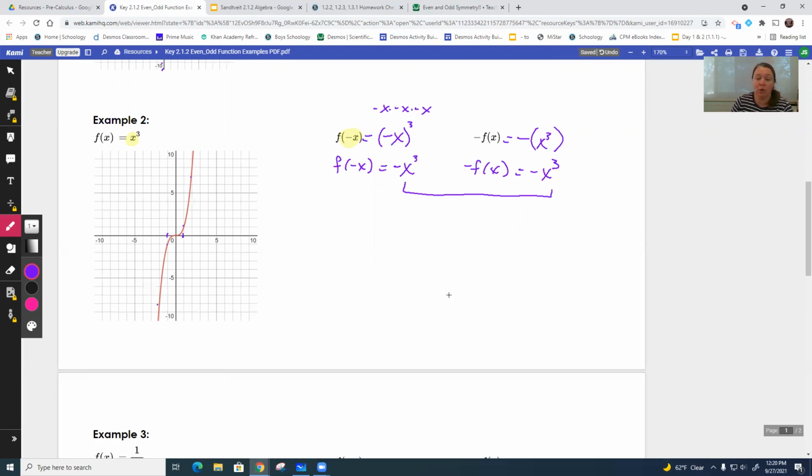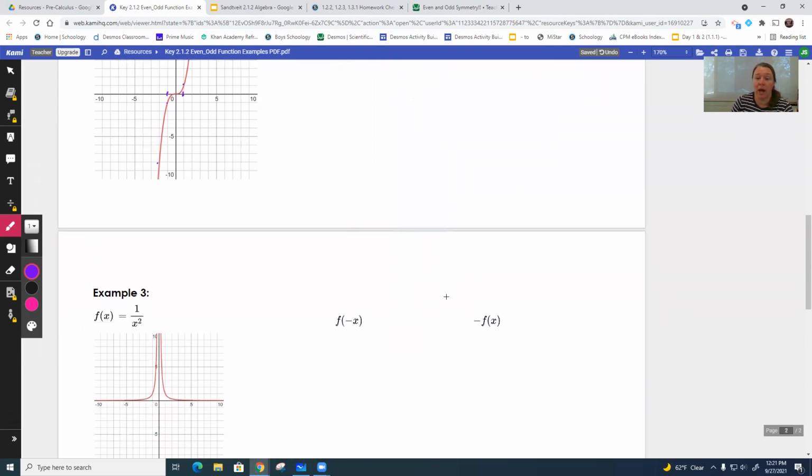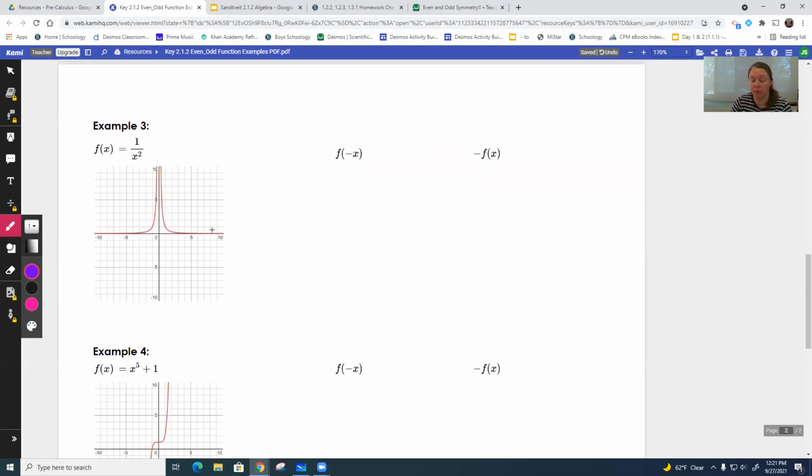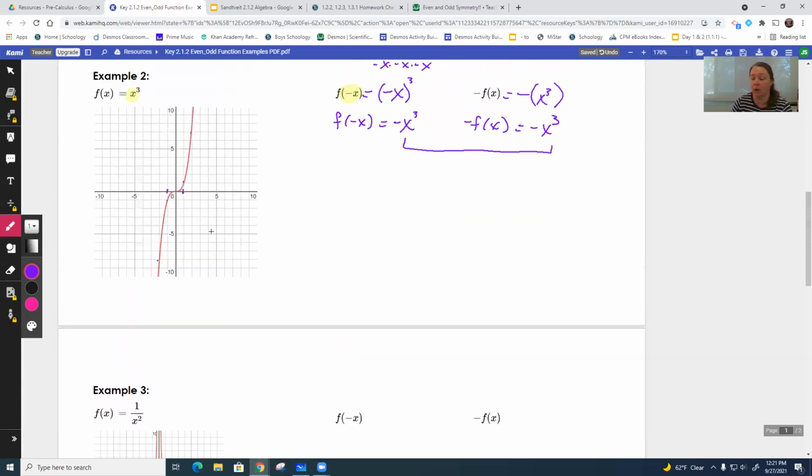So in general, if you're trying to figure out if something is even or odd, the first thing you could do is graph it or think about, I know what the parent functions look like, and this would have reflection symmetry or not have reflection symmetry. You'll also be asked to algebraically explain. Okay, so for this one, I should be saying as a conclusion, since f of the opposite of x equals the opposite of f of x, f is an odd function.